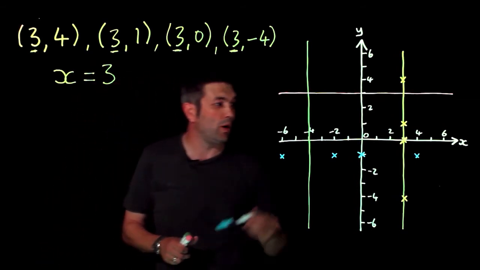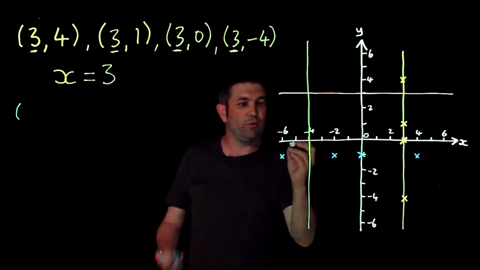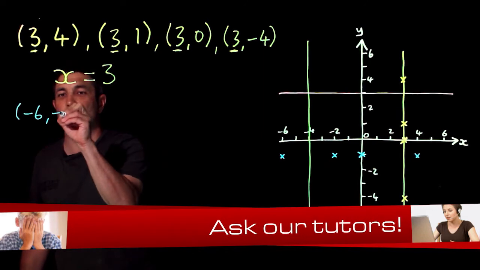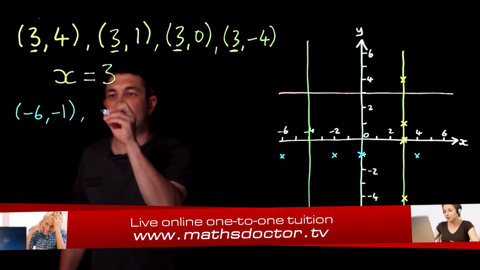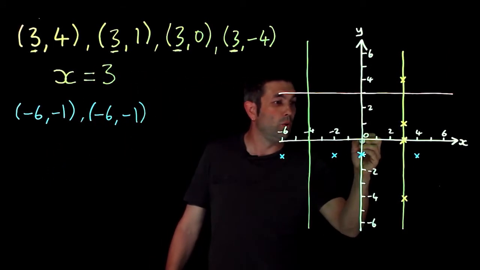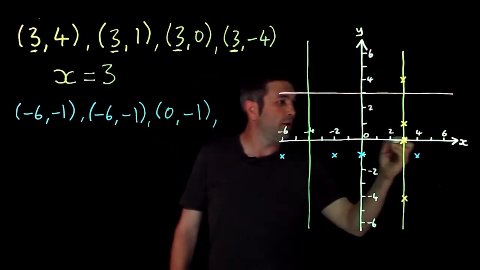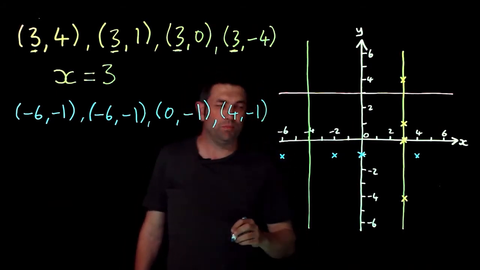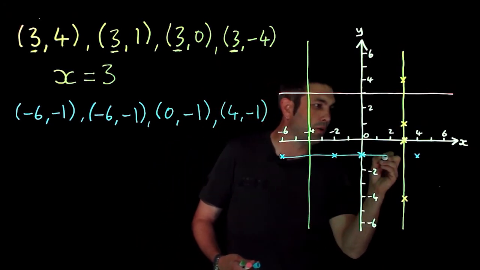Now, if I look at the blue ones in the same way, I'm going to write down the coordinates again. I'm going to go from left to right, so -6, -1. And the next one, -2, -1. And you might be spotting a pattern about now. 0, -1. And finally, 4, -1. They are again all in a line, so I'm going to join them up.